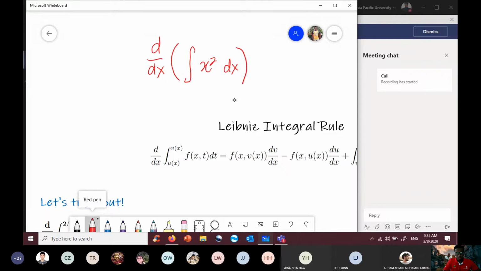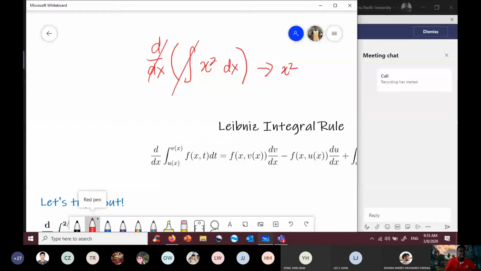Let's say this. It means that you integrate x squared and then you differentiate it back. Can you see there are two opposite operations on it? You integrate x squared, you differentiate it back. So you don't even have to calculate anything. The answer is going to be x squared. The differentiation and the integration cancel out each other.